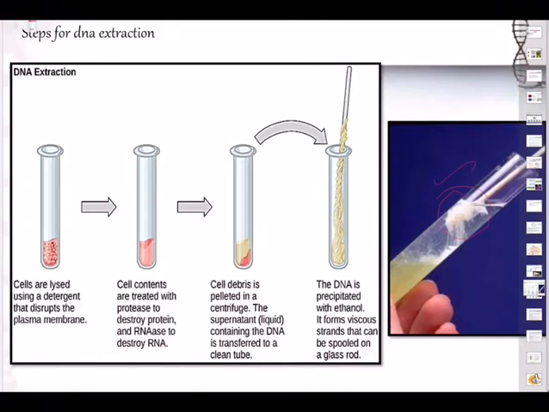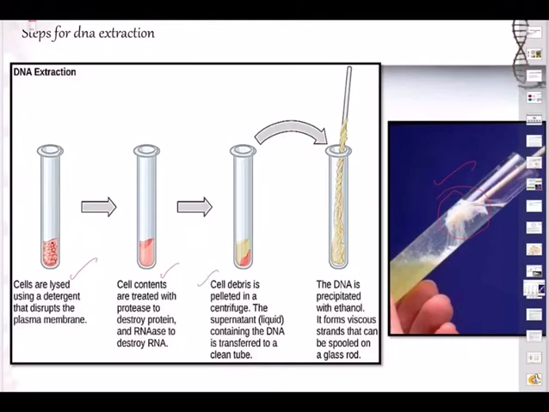The cells are lysed using a detergent that disrupts the plasma membrane. This is the first step, so you are using detergent, soap liquid. Cell contents are treated with protease to destroy protein and RNase to destroy RNA. That is step number 2. And step number 3, cell debris is pelleted in a centrifugal machine. We have got a machine. We do the centrifugation process and we get a supernatant liquid containing the DNA, which is transferred to a clean tube.